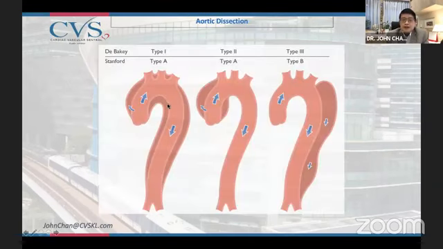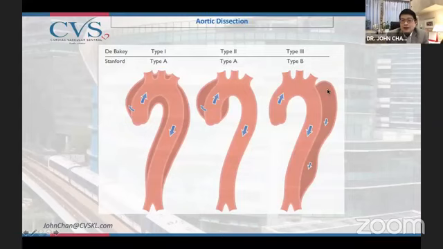So if the dissection involves the ascending aorta, this part of the aorta, it is called a type A dissection. If it does not involve the ascending aorta and is limited to just the descending part of the aorta, then it is called a type B dissection. So generally, if you have a type A dissection, that requires surgery to replace the torn part of the aorta.